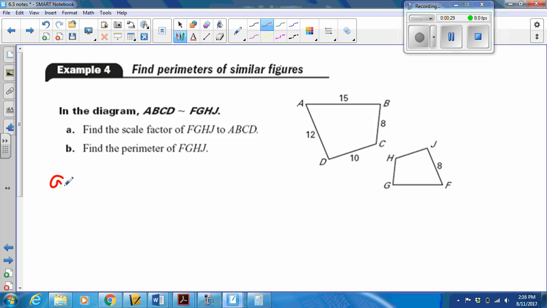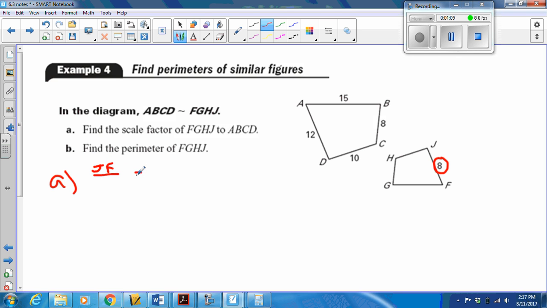Now, part A, what it wants us to do is find the scale factor of FGHJ to ABCD. Remember, scale factor, it's the ratio of the lengths of two corresponding sides. Now, FGHJ is coming before ABCD. So when we're doing our scale factor, we have to look at that figure first. So looking over here, we have 4 sides, but they only give us one number. So we definitely have to use the information they give to us, okay? That means that we're going to use the side JF, because that's the only side they give us here.